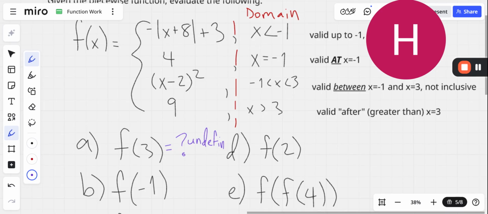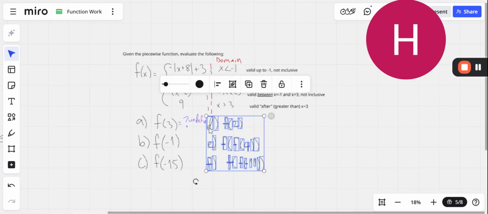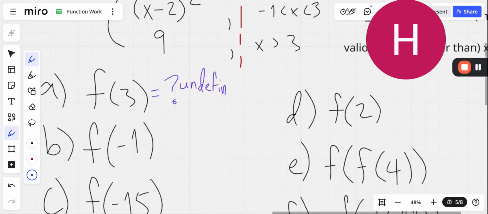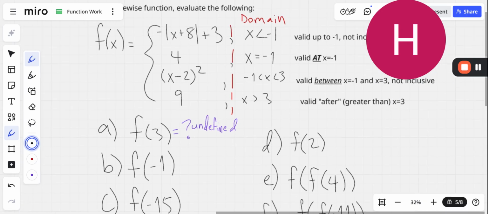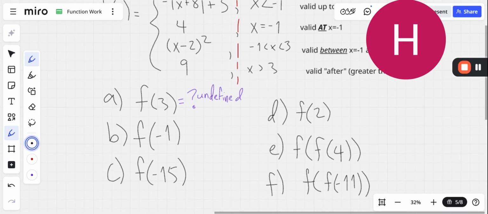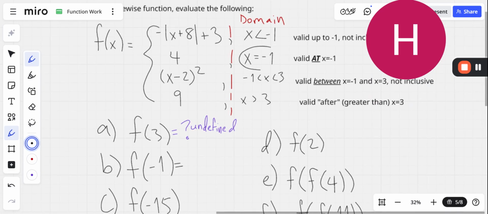Let me move some of these. We have no possible value to give for f of 3. It's undefined, meaning there's no description of what we need to do when x equals 3. Let's look at f of negative 1. This one's going to use the second piece because it's telling us that this piece is valid when x equals negative 1. So we plug negative 1 in here. There's not an x to plug it into, so it's just going to equal 4. Those ones are really easy.